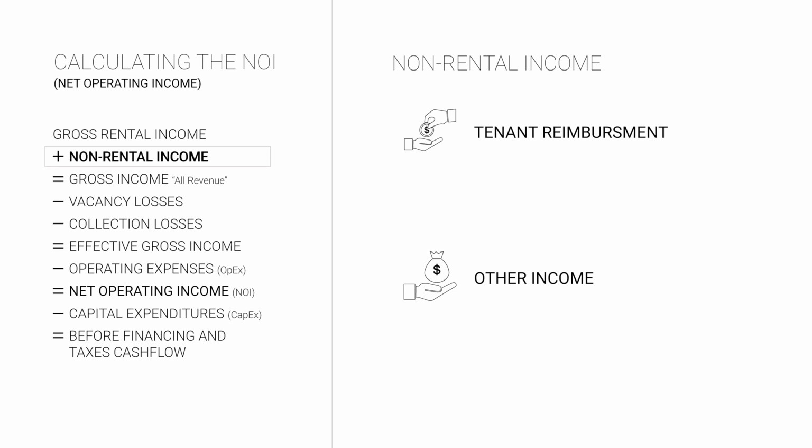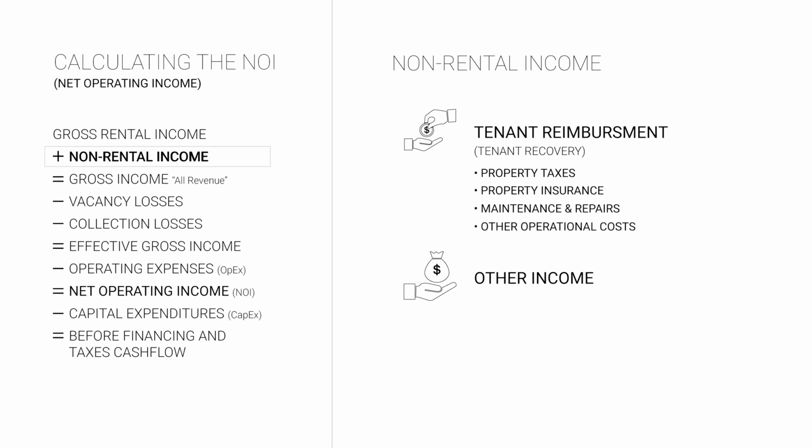Tenant reimbursements, also known as tenant recoveries, are expenses which are paid back to a landlord by a tenant. Common examples of tenant reimbursements include property taxes, property insurance, maintenance and repair costs, and other operational expenses. This is more common in commercial real estate and also differs from one lease agreement to another. An example for other income could be the installation of coin washing machines by the owner. Every time the tenant does his washing, the owner makes a profit.